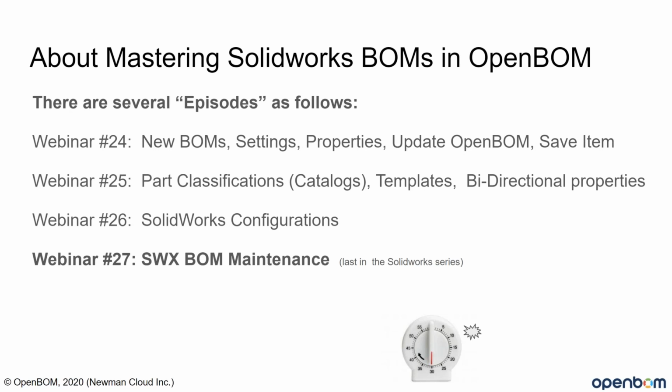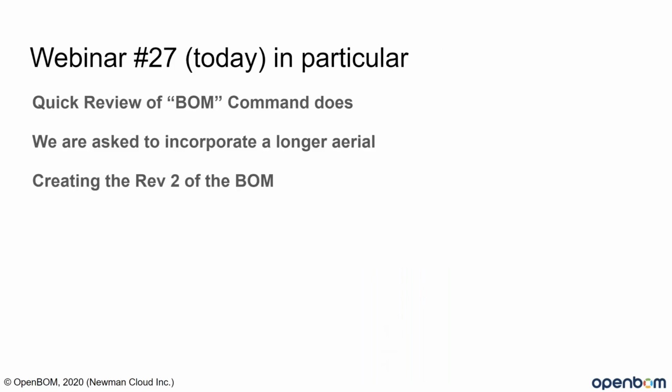Again, there's 4 episodes in the SolidWorks series. And they are, as you see here, we started with how to create BOMs and update BOMs and manage properties, part classifications, configurations. That was a big one in the last webinar. And today we're going to be covering SolidWorks maintenance. In other words, how to update a bill of material.